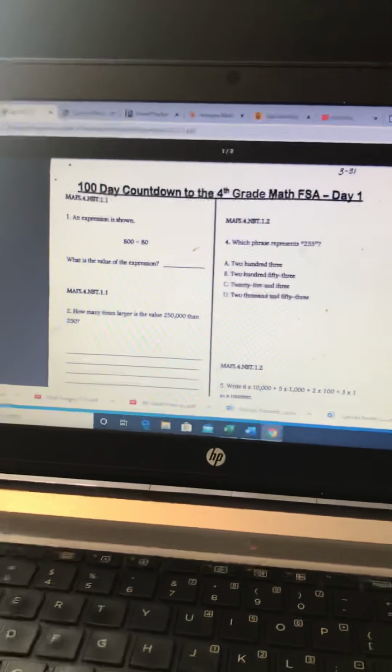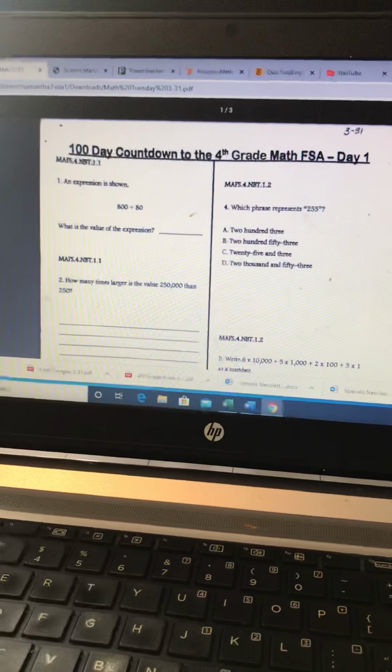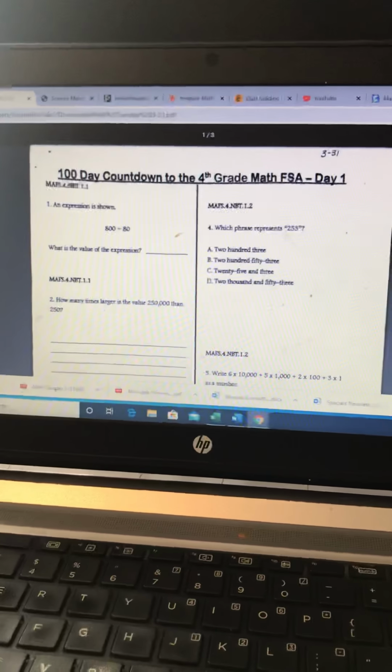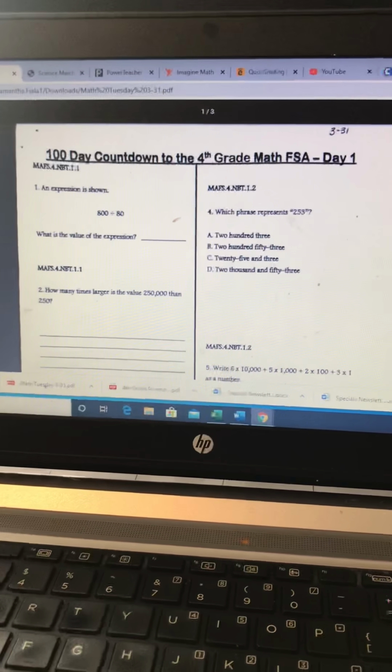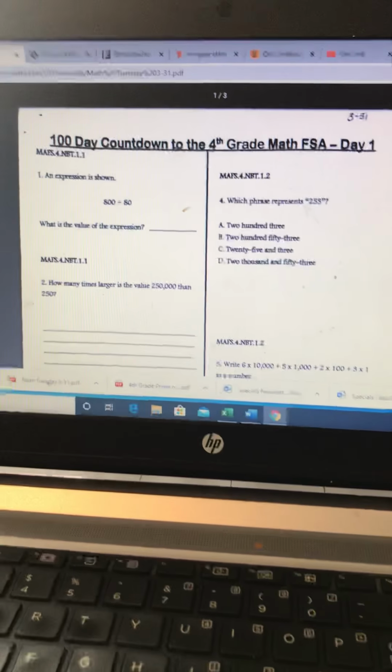It's going to be a little bit quicker than I would like because it's only allowing me to upload videos of a certain length. So if you have any further questions after I'm done, you can always send me a private message on Edmodo. So here are your 2 pages that you have to complete for your FSA countdown.